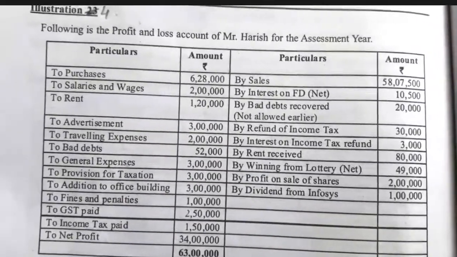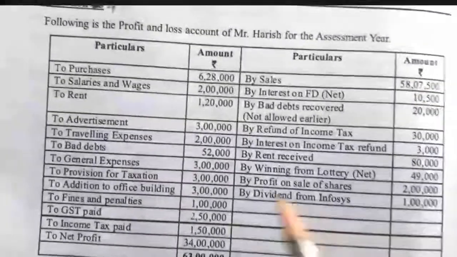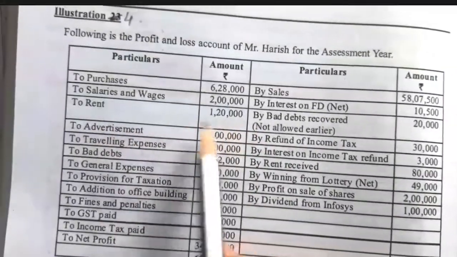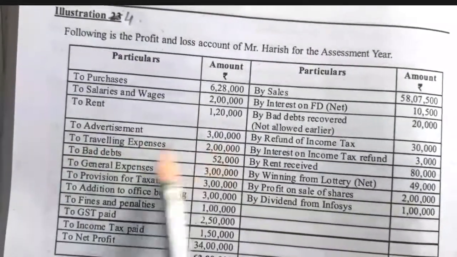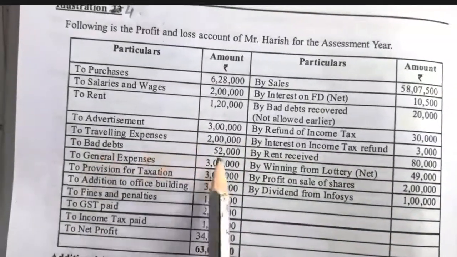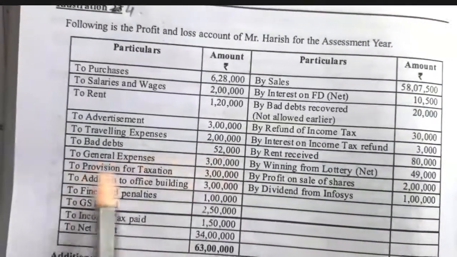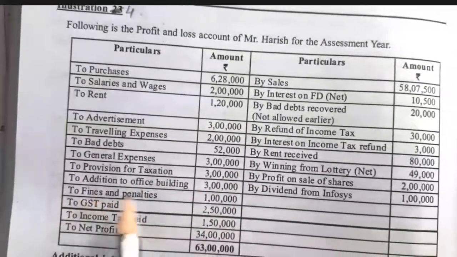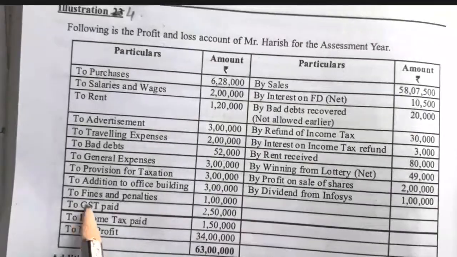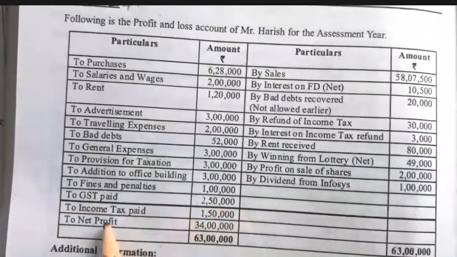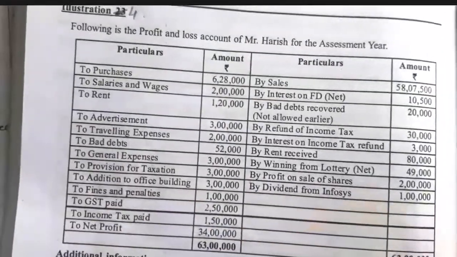Debit side: to purchases rupees 6,28,000, to salaries and wages rupees 2 lakh, to rent rupees 1,20,000, to advertisement rupees 3 lakh, to travelling expenses rupees 2 lakh, to bad debt rupees 52,000, to general expenses rupees 3 lakh, to provision for taxation rupees 3 lakh, to addition to office building rupees 3 lakh, to fines and penalties rupees 1 lakh, to GST paid rupees 2 lakh 50,000, to income tax paid rupees 1 lakh 50,000.